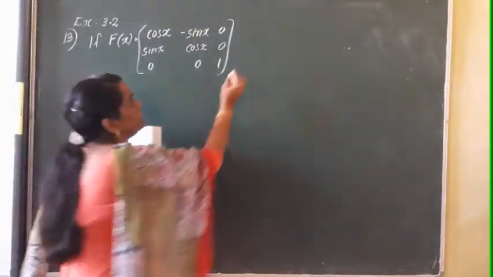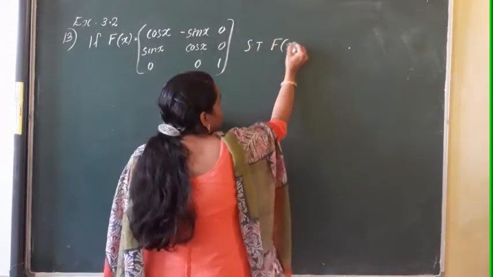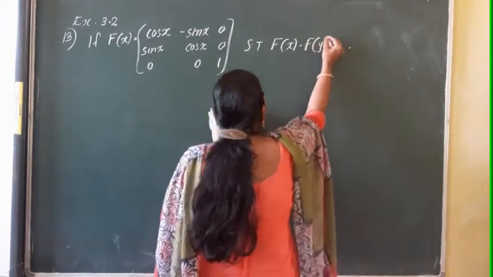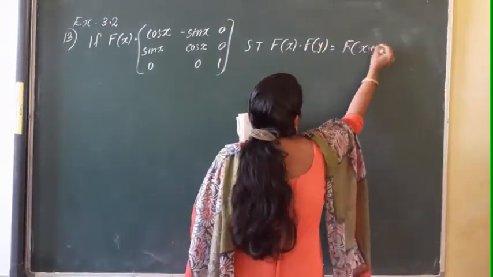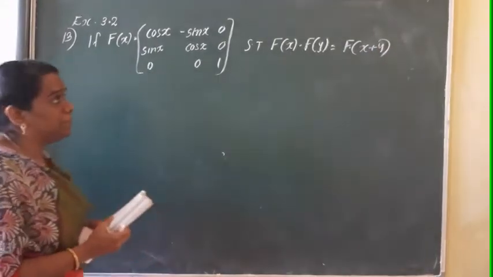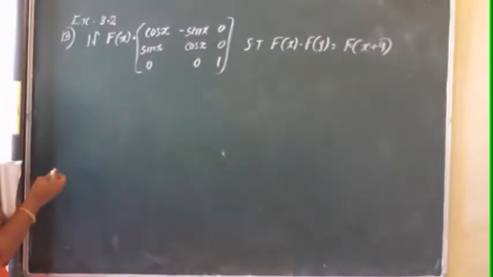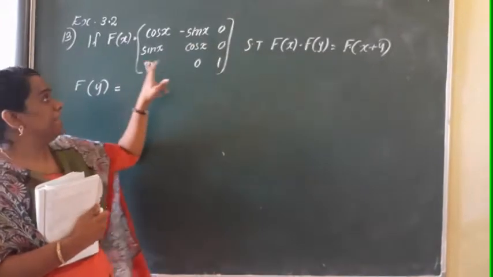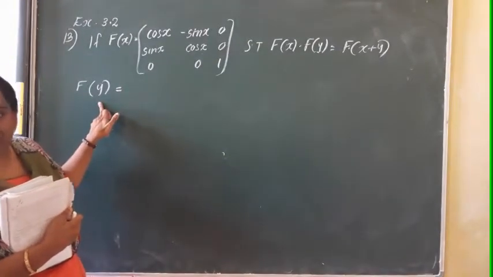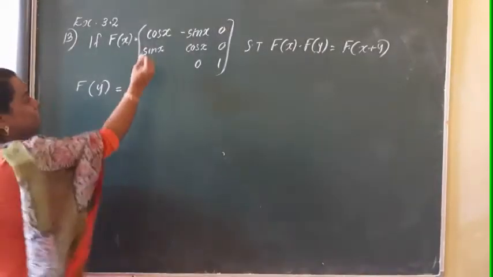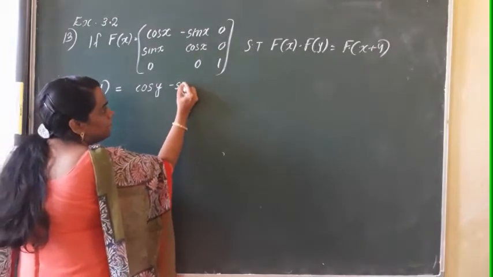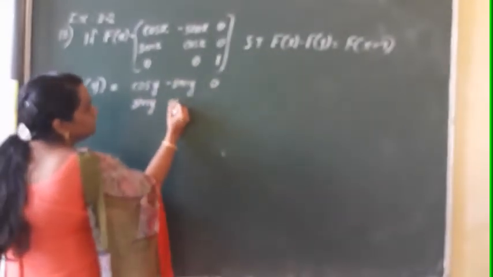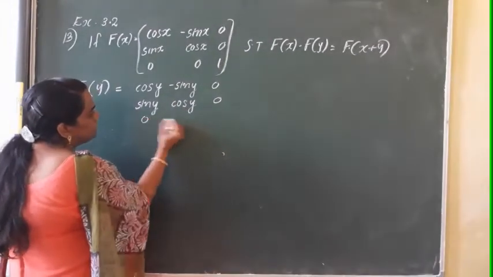We have to show that f of x into f of y is equal to f of x plus y. Only for this problem do we have such a property. Now we have to find f of y. What is f of y? f of x means the function in x. Then f of y means replace x by y. When you replace, cos x becomes cos y, minus sin x becomes minus sin y, 0. And here it is sin y, then cos y, 0, then 0, 0, 1.